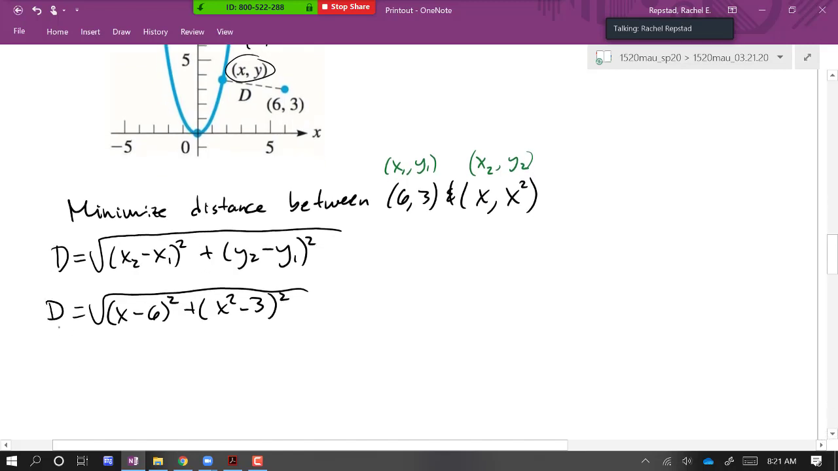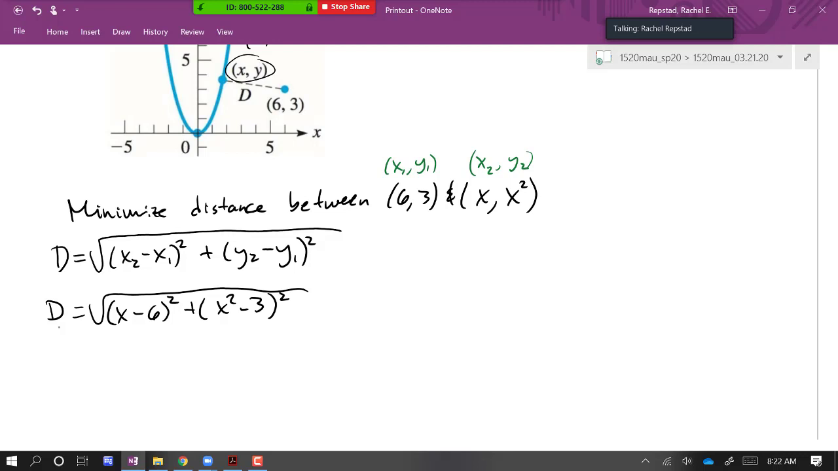Now, I've got the distance written in terms of a single variable, right? So we could be ready to take the derivative. Again, I try to do a little bit of algebra if I can to make this process as easy as possible. You could take the derivative, right?